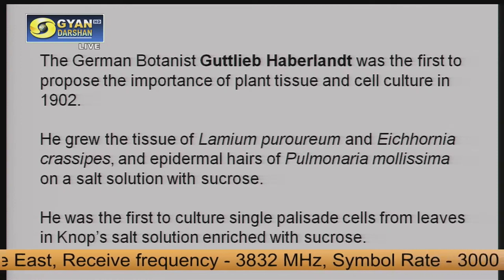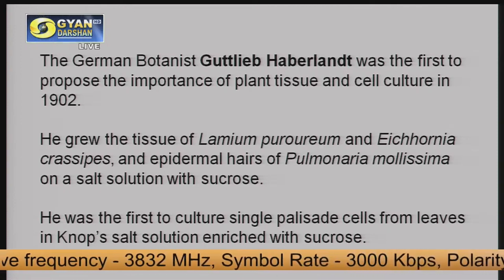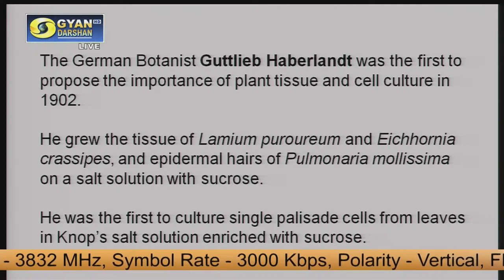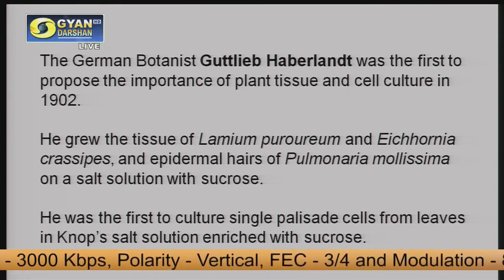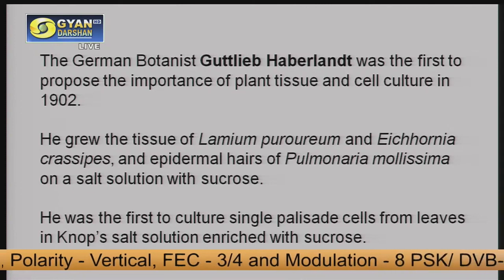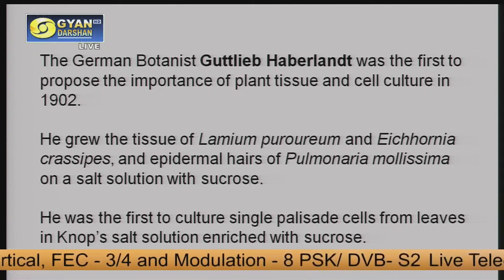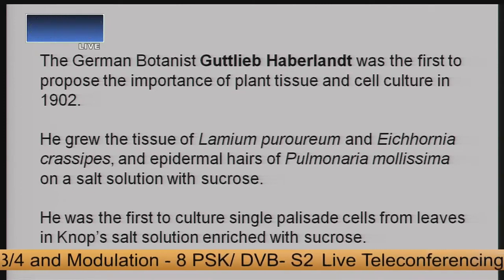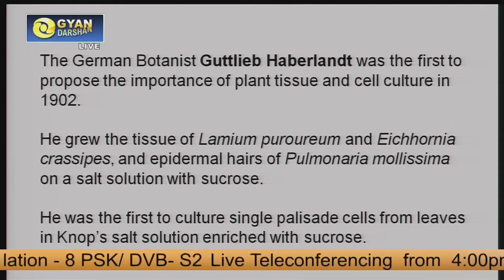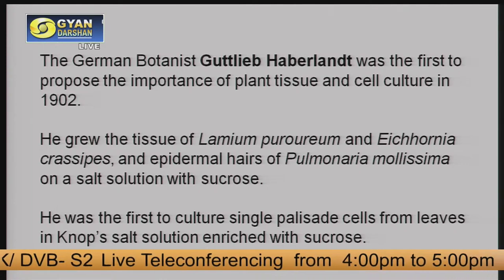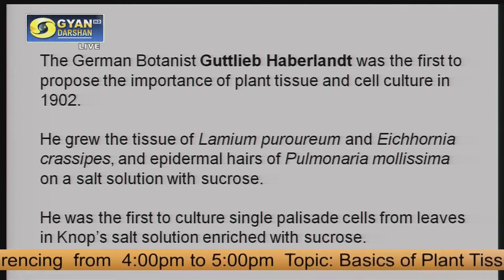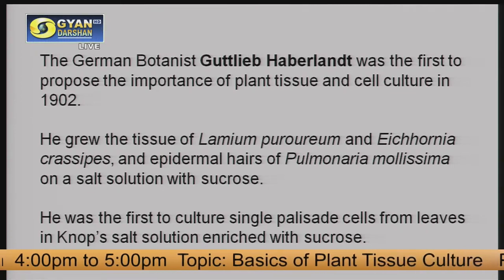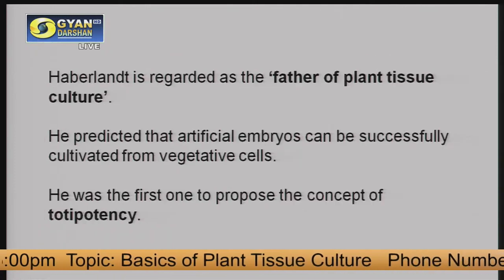So this concept was given by Haberlandt. He grew tissues of certain plants like Eichhornia crassipes and Pulmonaria mollissima. He took tissues from these plants and developed a full grown plant on a synthetic medium which was provided with a salt solution along with sucrose. And he was also the first to culture single palisade cells from leaves.